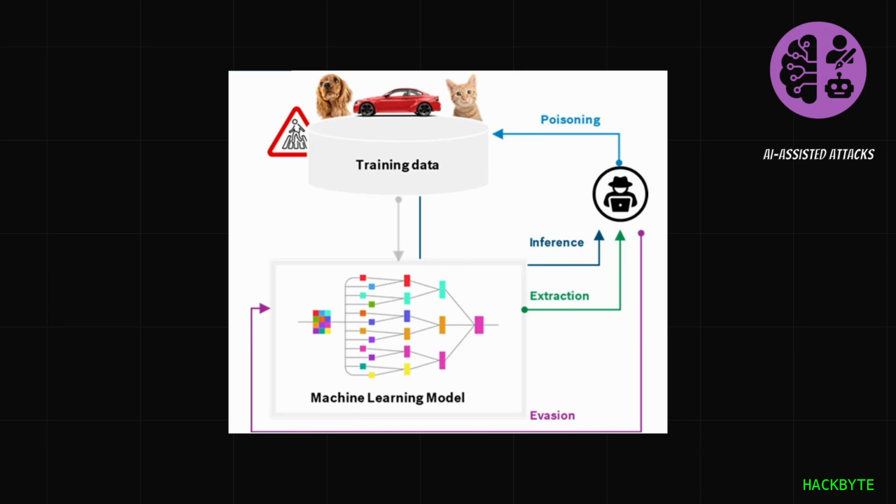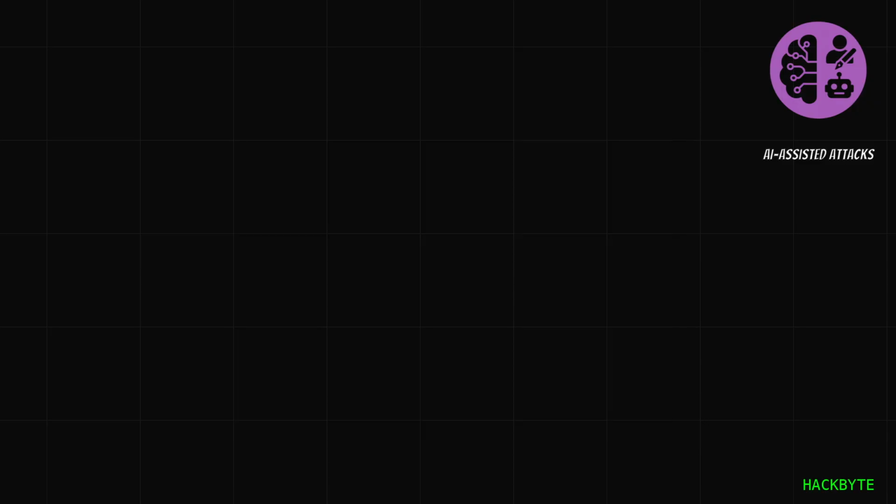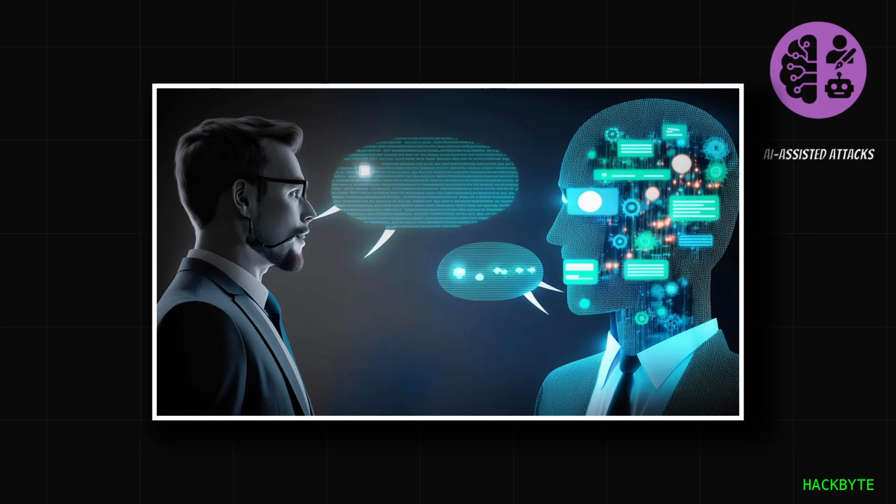Defenders should combine automated detection with human review, train staff on AI powered threats, run adversarial tests against their systems, and use authentication checks that are resistant to synthetic impersonation. Treat AI as both a threat and a tool for improved defense.